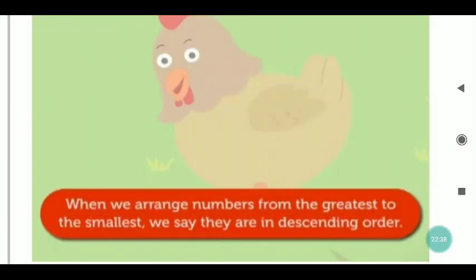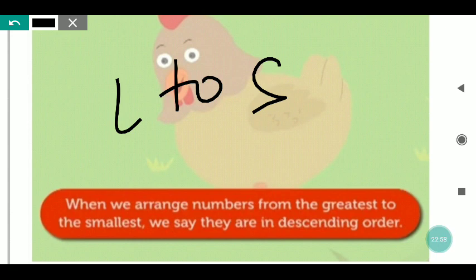Now, next one is descending. Descending means when we arrange the numbers from the greatest to the smallest, we say they are in descending order. Okay, means what? From the largest to the smallest.